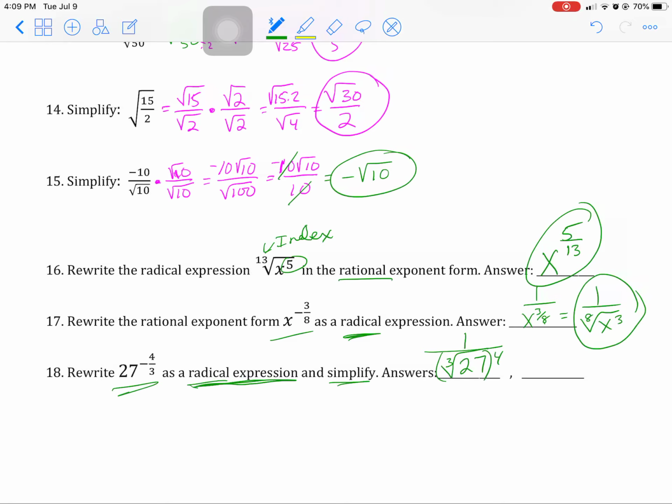So order of operations says to process the parentheses first. The third root of 27 is 3 raised to the 4th power. 3 times 3 times 3 times 3 is 81, right? So my final answer is 1 over 81 for that one and that one. Okay?